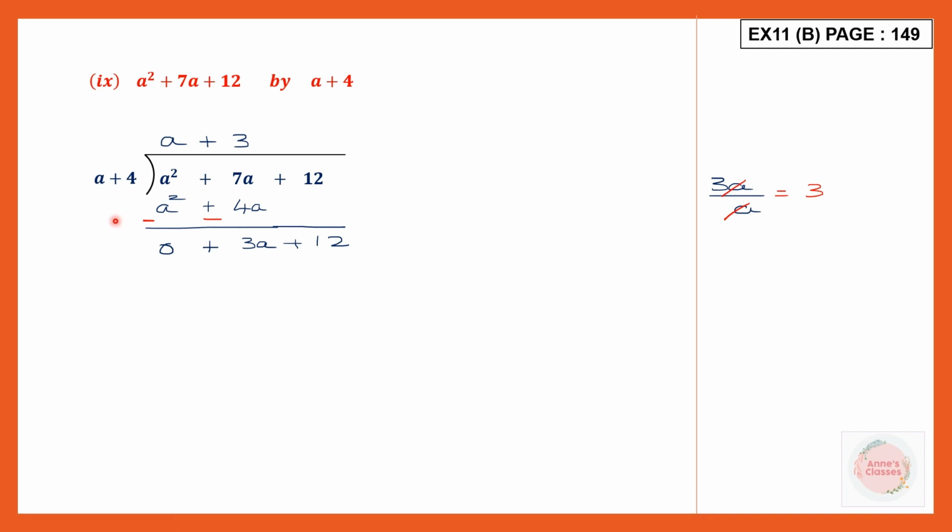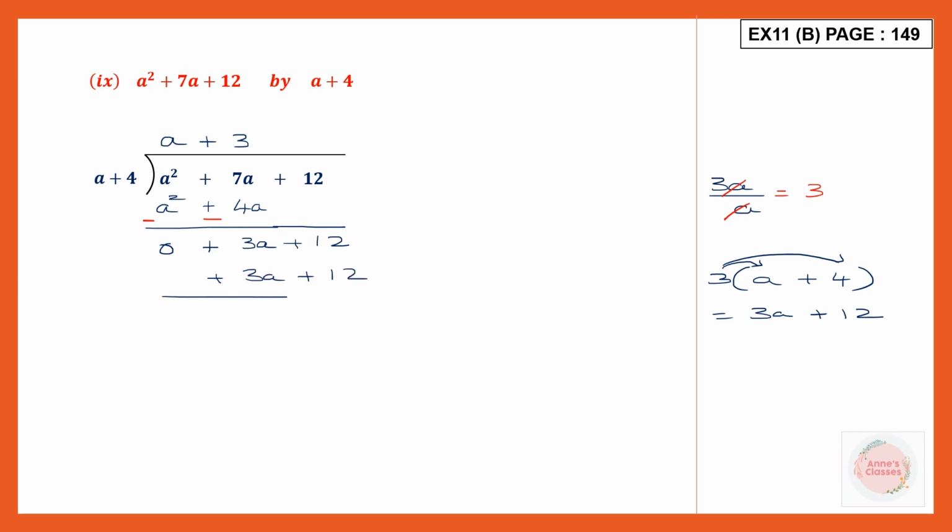Then just like we did for the previous one, we're going to multiply this with both the terms in the divisor. So let's do that separately here. So that will be 3 into a plus 4. So 3 into a is 3a and then you multiply 3 into plus 4, plus 12. So we have 3a plus 12. So what we have here, we're going to write it here below this. So we have 3a plus 12, let's write it below. So this becomes plus 3a plus 12.